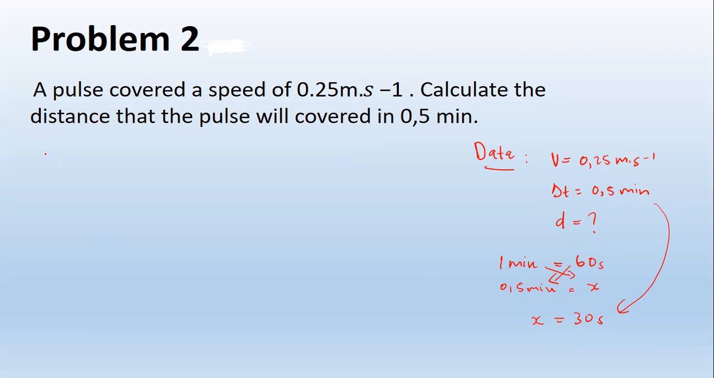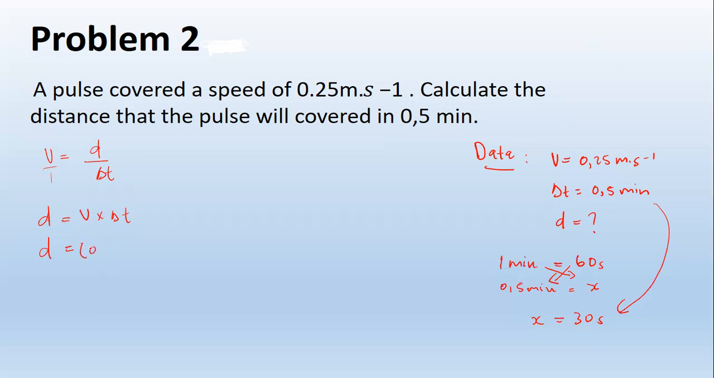So let us write the formula. We know that the formula is V is equal to D over change in time. But now we want to calculate the distance, so we're going to have to make the distance the subject of the formula. This V is the same as V over 1, right? So I'm going to cross multiply. D multiplied by 1 will give me D, and V multiplied by change in time. I cross multiplied, and therefore now my D is the subject of the formula, which is what I'm looking for, the distance.